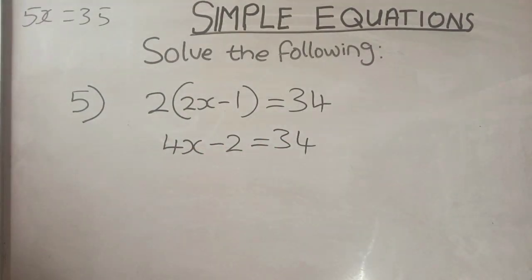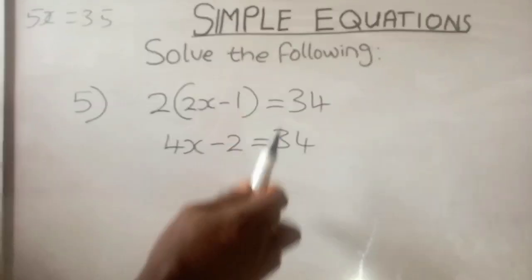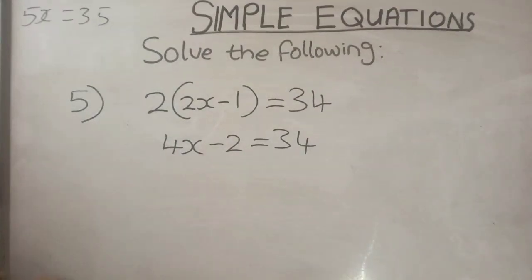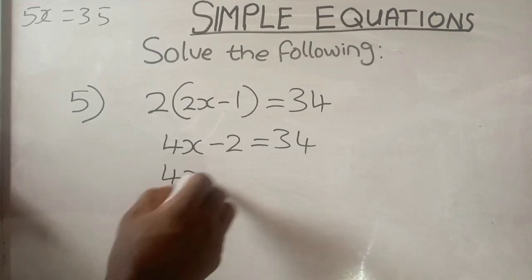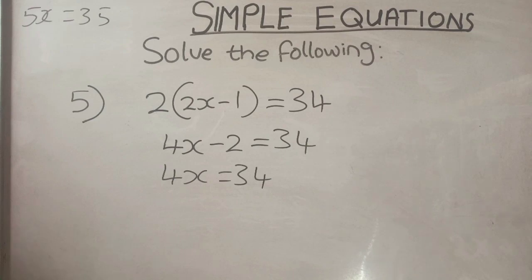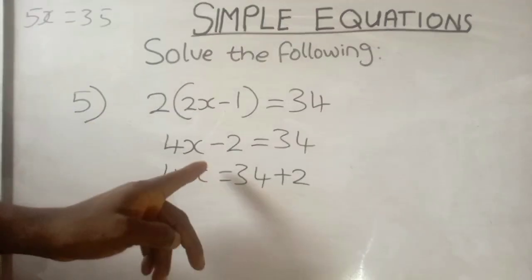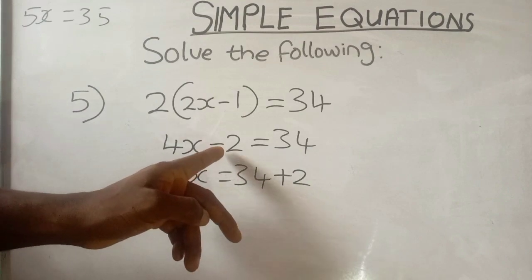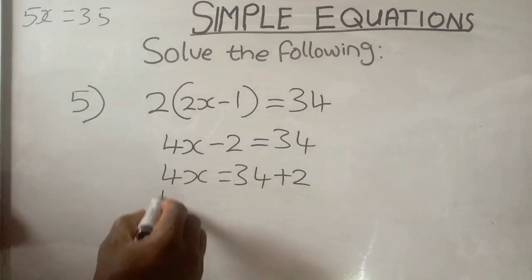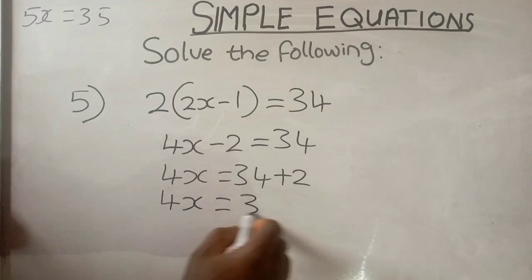So we collect like terms. That is to say, this one will have to move over to the other side, because both of them are like terms. They do not have any alphabet. So minus 2 will cross to the other side. We have 4x is equal to 34. Minus 2 crossing over to the other side, what does it become? Plus 2, because just like we said earlier, when a negative crosses the equal sign, it changes to positive. So here we have 4x is equal to 34 plus 2, which gives us 36.